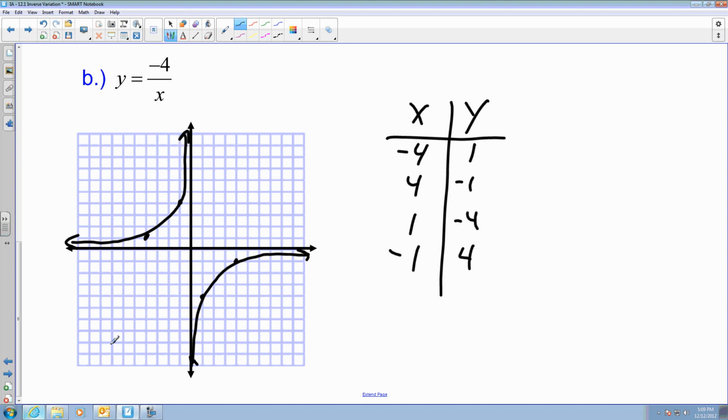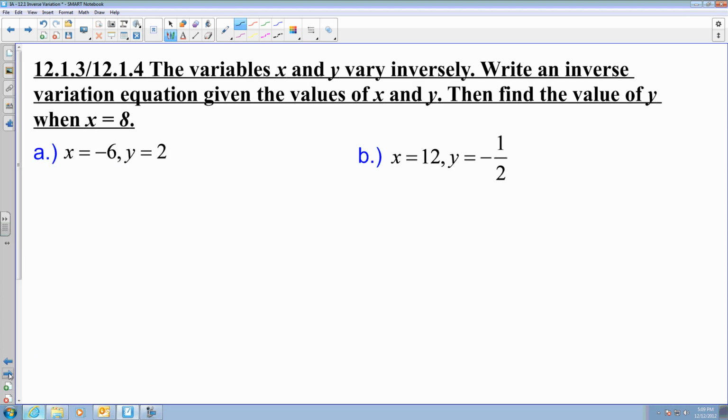So I hope that helps. The last thing we talk about is this: we make the assumption that x and y vary inversely, and we need to write an inverse variation equation given the values of x and y. Then, once we do that, find the value of y when x equals 8. So we know that it's going to work with y equals a divided by x. What we don't know is the constant of variation. We don't know what a is.